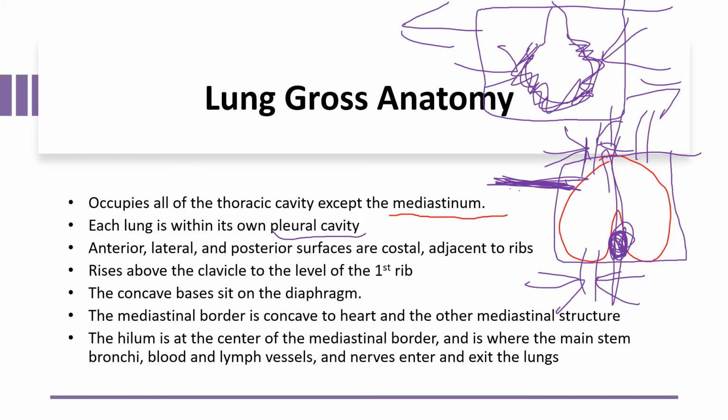The lungs will rise above the clavicle to the level of the first rib, and we'll look at this when we look at chest x-rays. And so let me draw this on here. I'm just going to draw a clavicle that goes in here. Yeah, that's supposed to be a clavicle. And then a mediastinum. So the apex of the lungs actually goes above the clavicle.